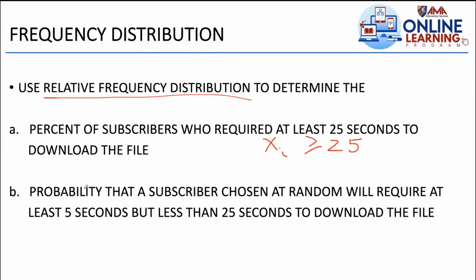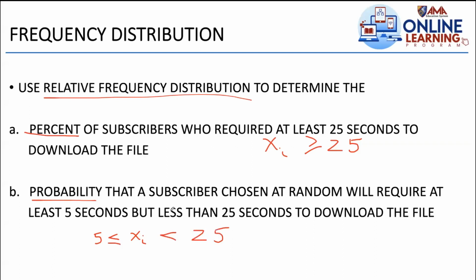This one is probability. It's mentioned probability versus percent. Probability that a subscriber chosen at random will require at least 5 seconds. So if x sub i is what we're talking about, we're getting all of these greater than or equal to 5, but less than 25.